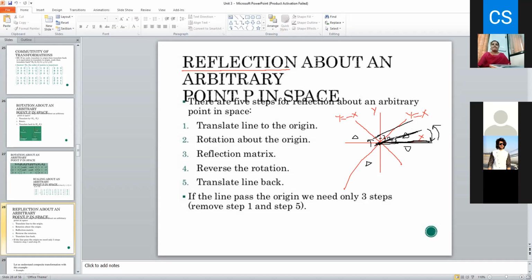Yes, ma'am. Okay. So these are the 5 steps for the reflection about any arbitrary line if it is not passing through the origin. The thing is, if the line passes through the origin, जर ती already origin मधून pass होत असेल तर काय करावं लागेल तुम्हाला? फक्त रोटेट करून कोइन्साइड करावी लागेल, रिफ्लेक्शन कॅरी आउट करावं लागेल आणि परत रोटेट इनवर्स करावं लागेल. And that is why we need only 3 steps. First आणि fifth ची गरज नाही, because that line is already passing through the origin. Simply rotate, reflect and reverse rotate. Getting it?